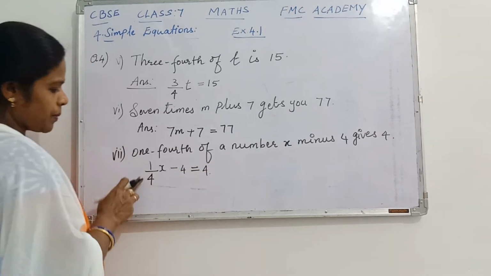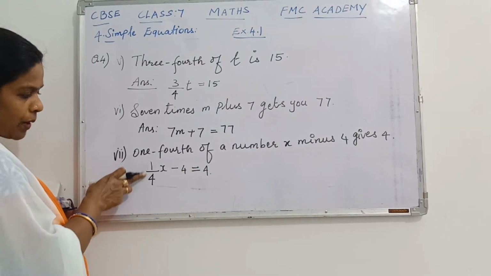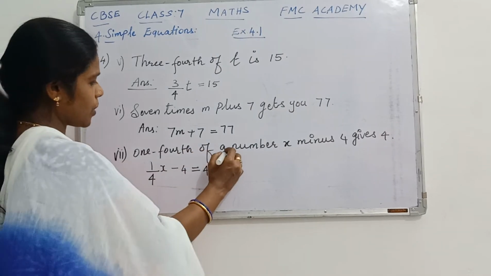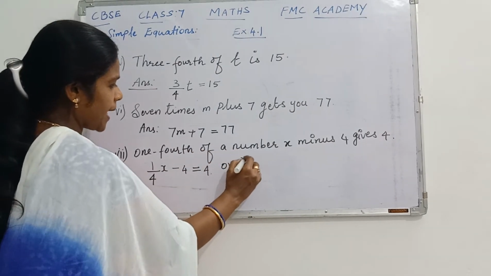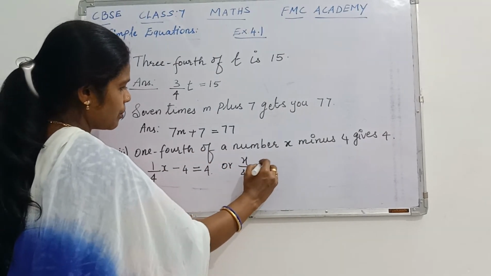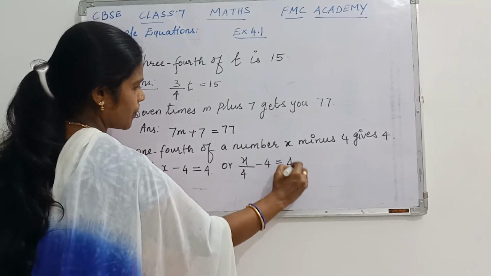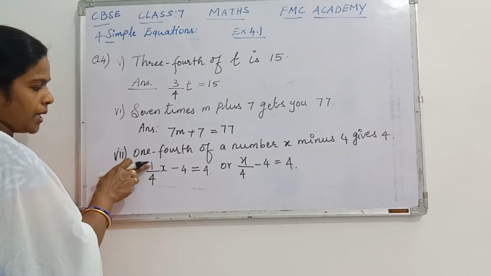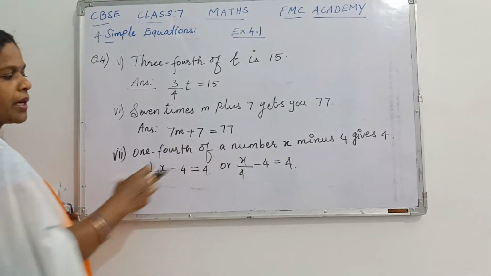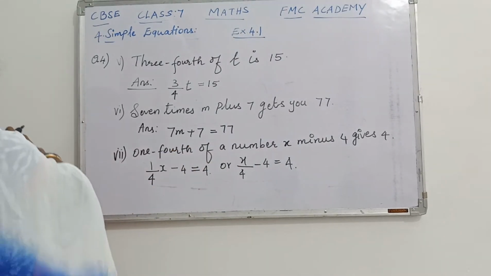That's it. Suppose instead of writing this 1 by 4 x, you can write x by 4 also, or you can write x by 4 minus 4 is equal to 4. Because here when you multiply 1 into x, you will get x only. That's why you can write it in this way also. Question number 8 now.